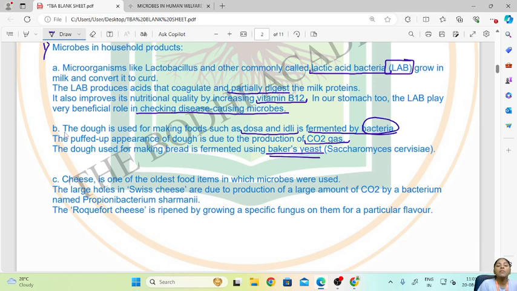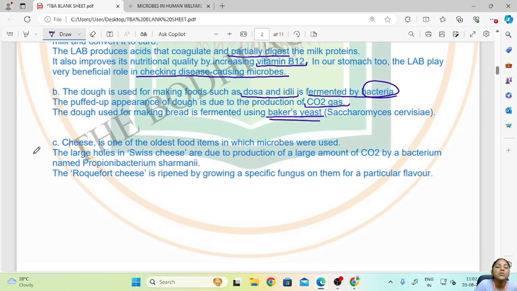Then the dough used for making bread is fermented by using baker's yeast. So yeast we have learnt about in lower classes. So using that baker's yeast, the dough is fermented. The scientific name of this baker's yeast is Saccharomyces cerevisiae.